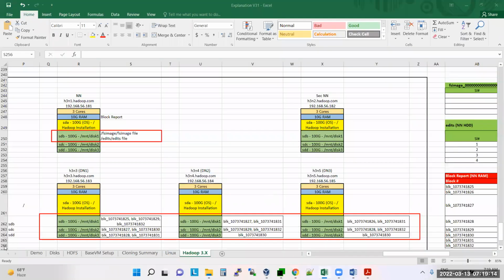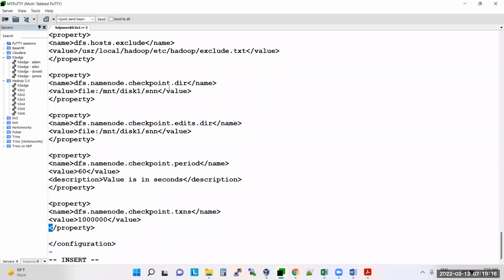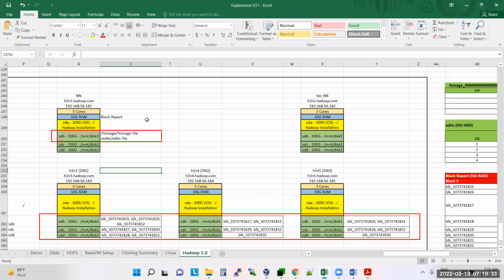So what are the properties I added? The name node checkpointing directory. What is this name node checkpointing directory, guys? For what purpose are we using the secondary name node? Our requirement is a backup. Here you see the FS image and edit log, these two files are available only in this place.